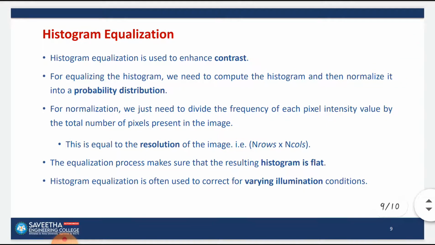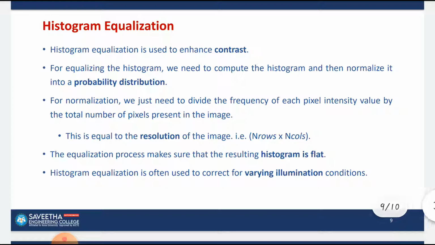So this third point is very important. Basically in any image processing algorithm, for basic contrast enhancement, this is the step we do. So we divide the frequency of each pixel intensity by the total number of pixels, and this is equal to the resolution of the image, that is number of rows times number of columns. So that is how we do image normalization. So this equalization process makes sure that the resulting histogram is flat. So whatever histogram you get for an image, you try to flatten the histogram so that all the pixel values are equally represented. That's what we try to achieve.